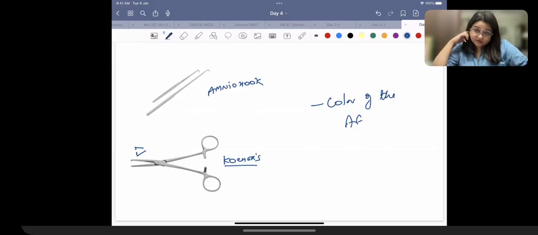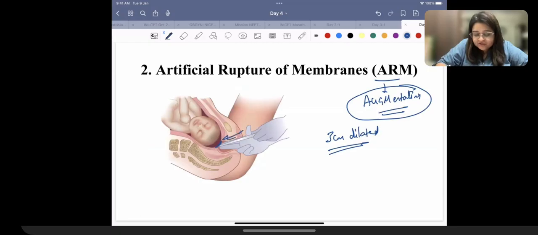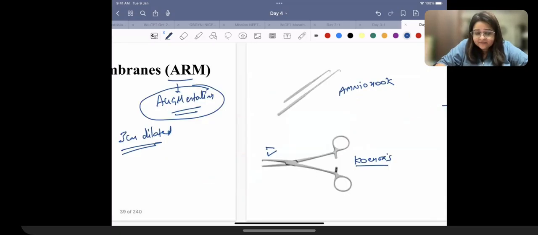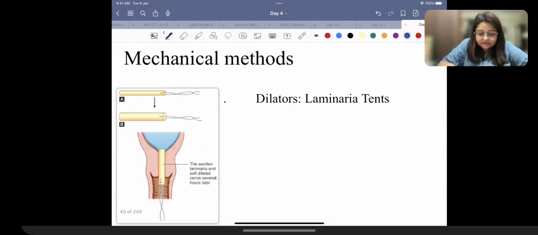Okay, sorry. So the color of amniotic fluid is the biggest advantage. You can see the color of amniotic fluid, but again, this procedure is going to introduce infection, so chorioamnionitis is a risk. Now coming to mechanical methods.